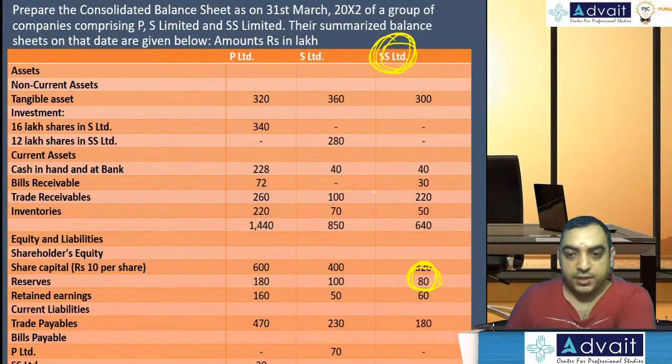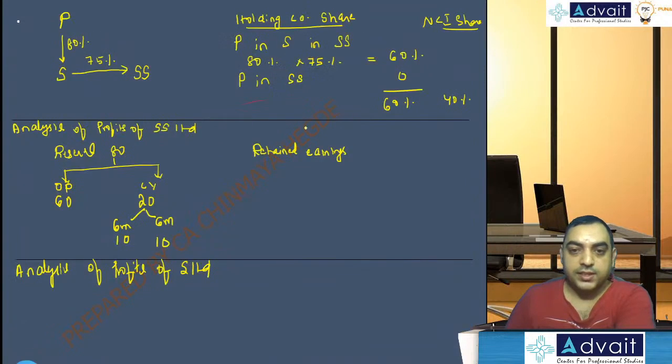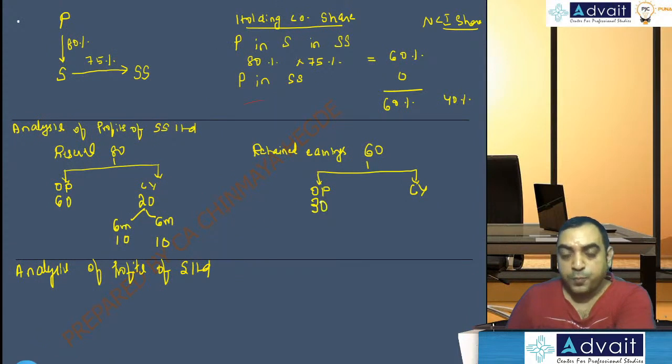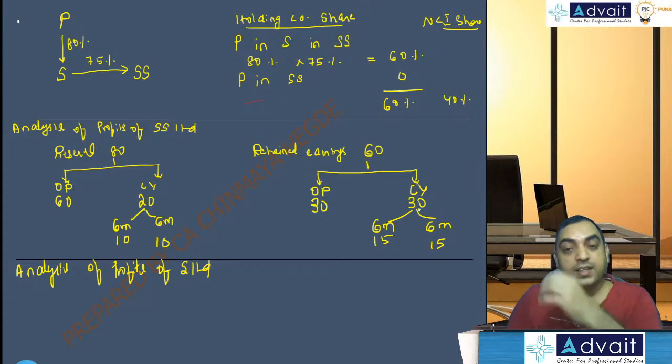As per the balance sheet, retained earnings is 60. We will divide this into two parts: opening balance and current year. What is the opening balance of retained earnings? In the table given, it is 30. If the opening balance is 30, the current year is also 30. Divide into 6 months, which is 15, 15 each.